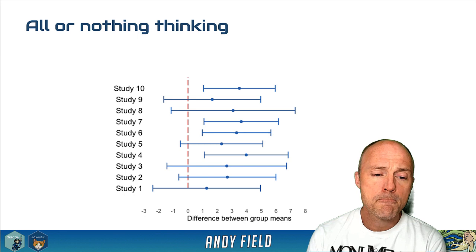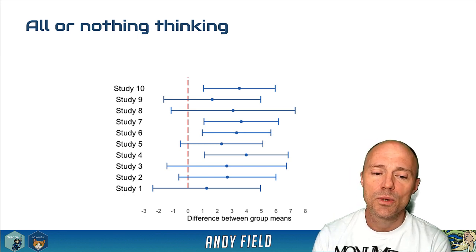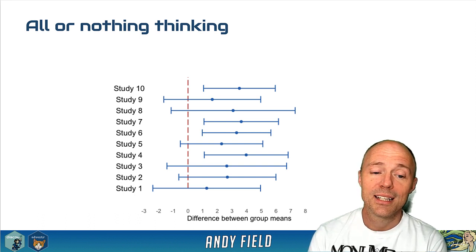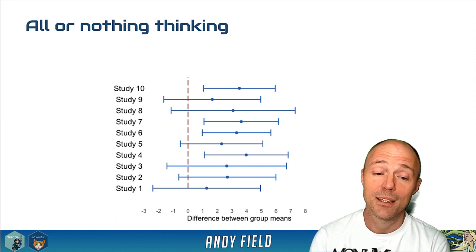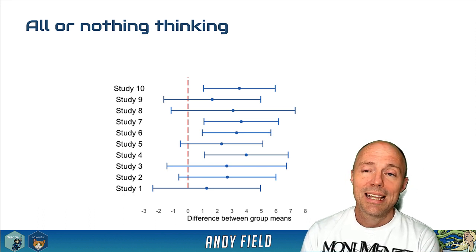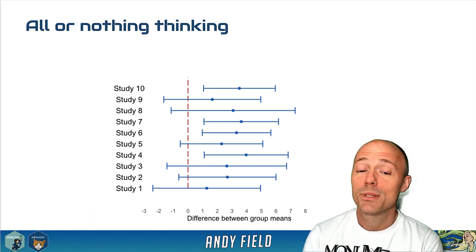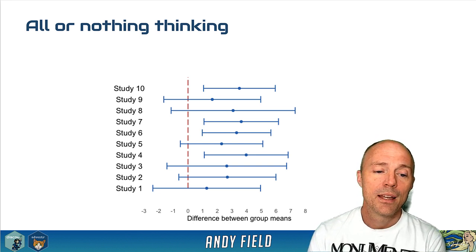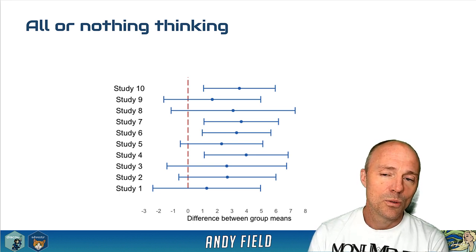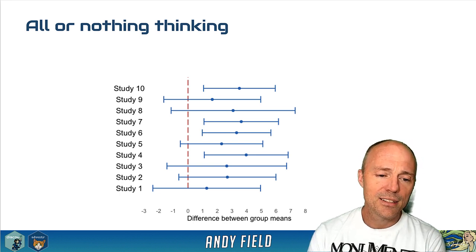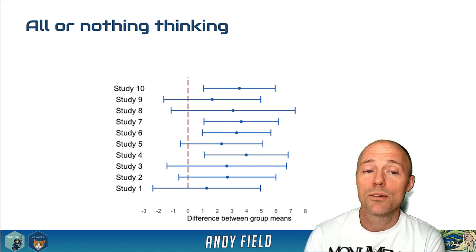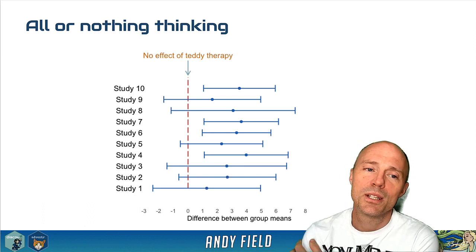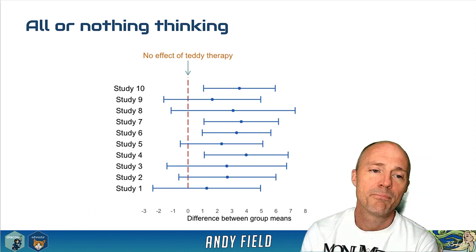So what we've got here along the x-axis is the difference between the group means. And for each study, there's a dot representing the difference between the group means for that particular study. And each dot has a 95% confidence interval around it, representing the confidence interval for that difference. Now, notice there's a vertical dashed line, and that's at 0. So that's representing the null, the fact that there's no effect of teddy therapy. There's no difference between the means in the teddy therapy group and the book group.